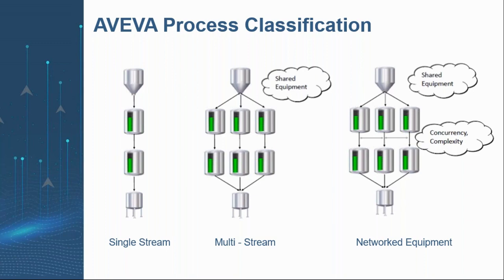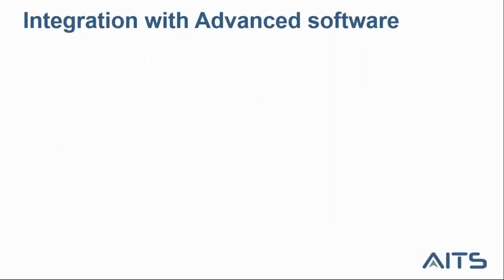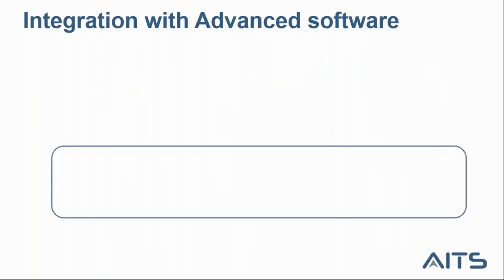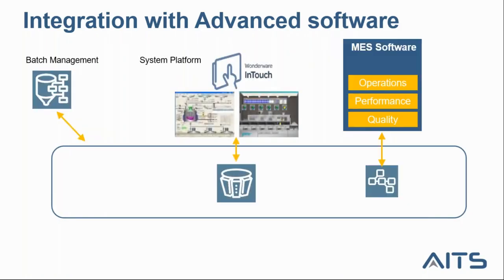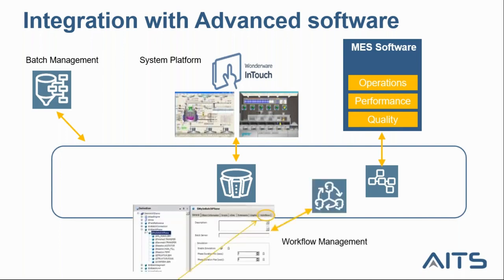Similar to a single stream, the multiple stream structure consists of multiple single stream processes in parallel with no product transfer between them. However, they typically share the same raw material sources and the product storage. The networked streams are the same as multiple streams, but there is product transfer between them. In addition, it's important to mention that AVEVA batch management can be integrated easily with advanced softwares, such as System Platform, MES, and Workflow Management.